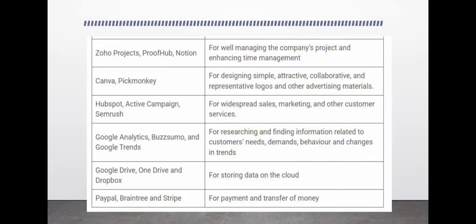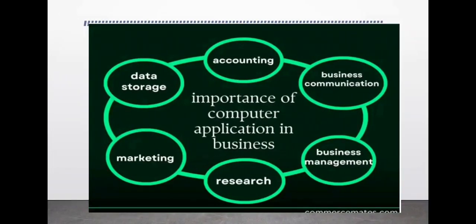Google Analytics, BuzzSumo, and Google Trends for researching and finding information related to customer needs, demands, behavior, and changes in trends. Google Drive, OneDrive, and Dropbox for storing data on the cloud. PayPal, Braintree, and Stripe for payment and transfer of money.